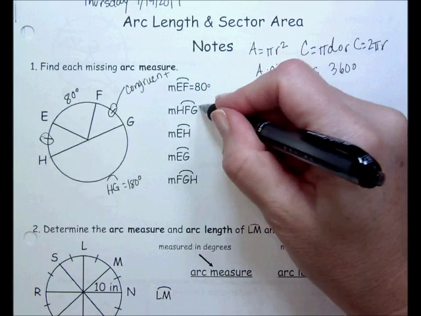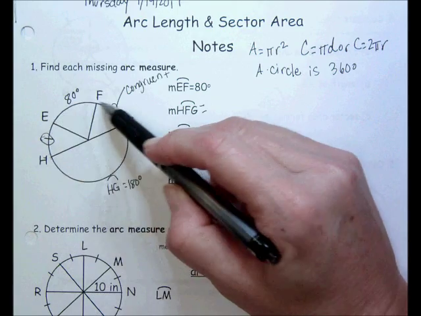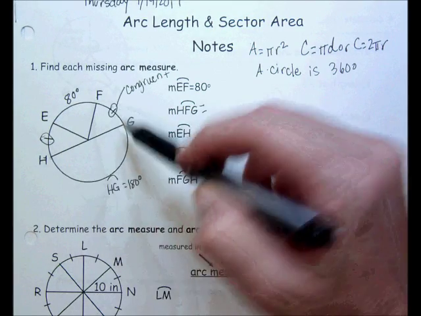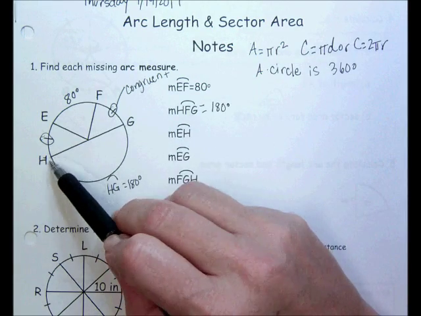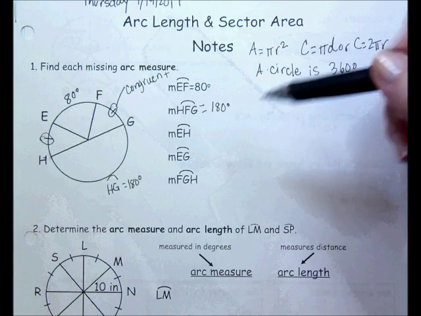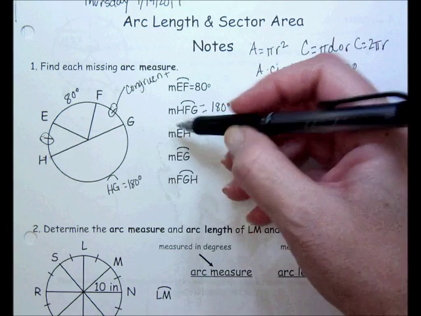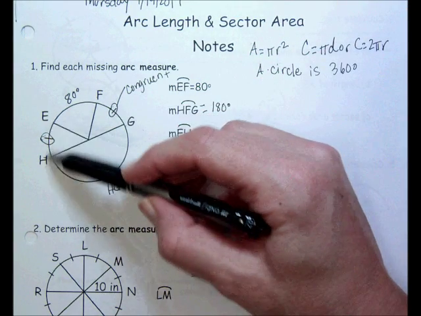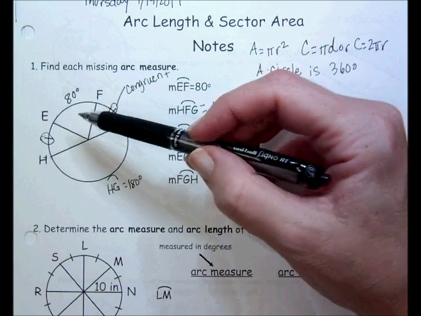Now, we talked a second ago, arc HFG, going this way around, is a semicircle, and the measure of that is 180 degrees. The reason I know that is line segment HG is the diameter, so it splits it in half. The next thing it asks is, what is the measure of arc EH? So you have to do some calculations here.